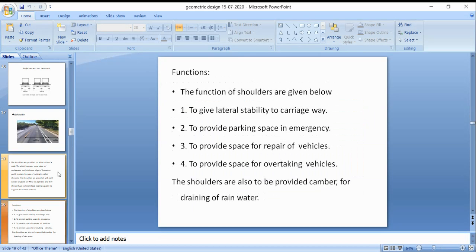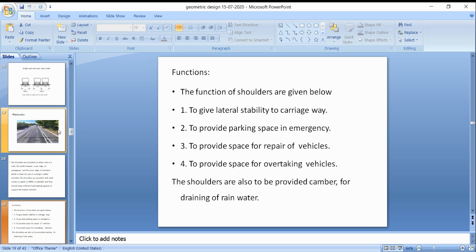The main function of the shoulders is to give lateral stability to the carriageway, so they give more stability to the carriageway, and also provide a parking space in an emergency. As much stability as the carriageway has, that much stability should be there for the shoulders also, and they give side parking in emergency, and also provide space for repair works of vehicles.